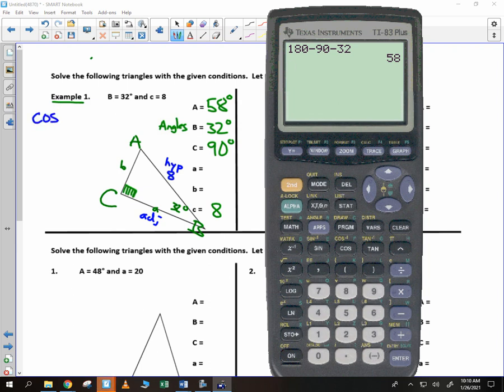The cosine of my angle, 32 degrees, is equal to the adjacent side divided by the hypotenuse. We know how to solve that. We cross multiply. 8 cosine of 32. And I get 6.78.